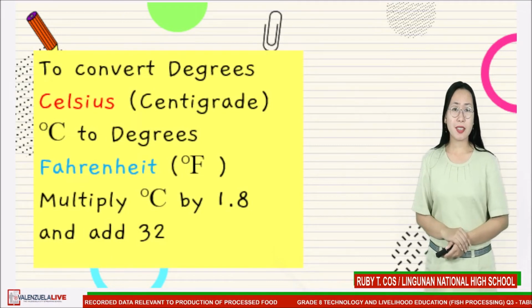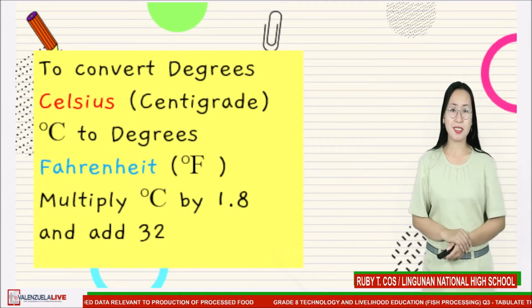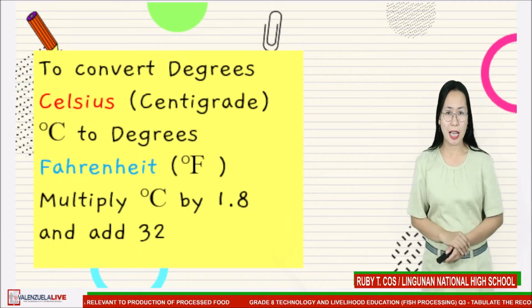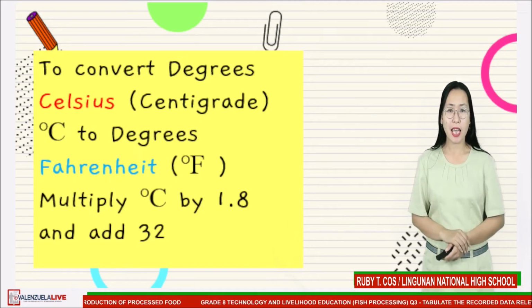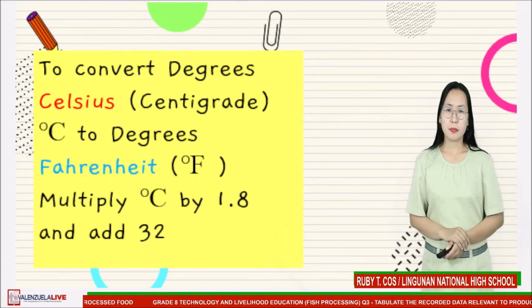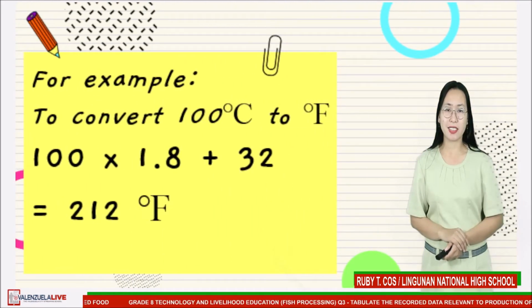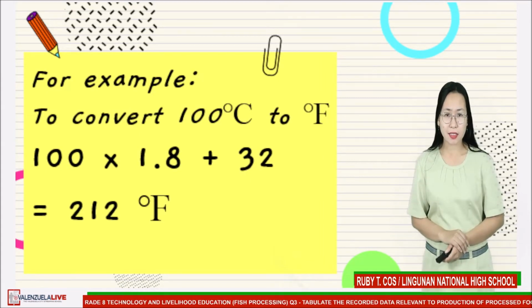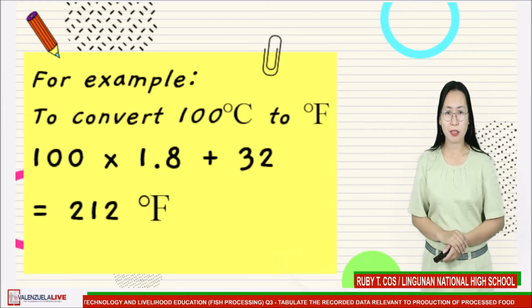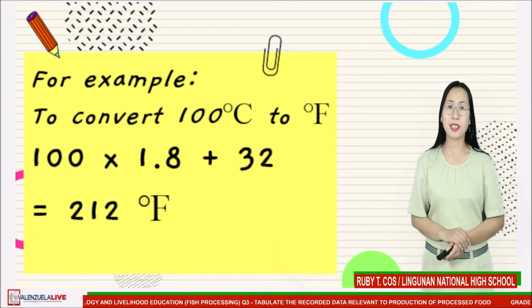To convert degrees Celsius or centigrade to degrees Fahrenheit, multiply degrees Celsius by 1.8 and add 32. For example, to convert 100 degrees Celsius to degrees Fahrenheit, 100 times 1.8 plus 32 is equal to 212 degrees Fahrenheit.